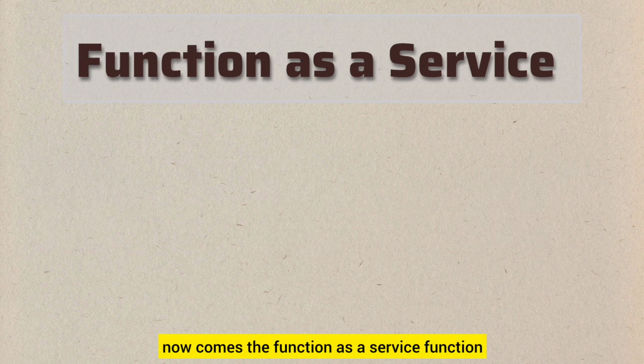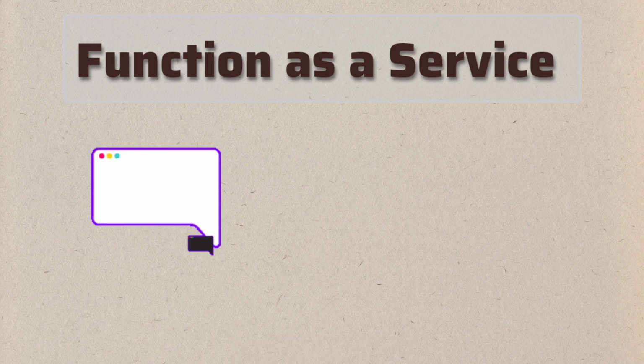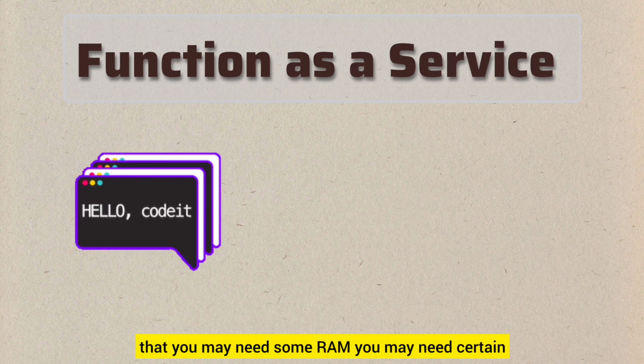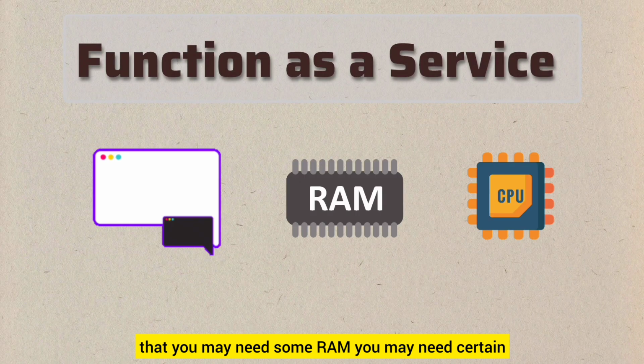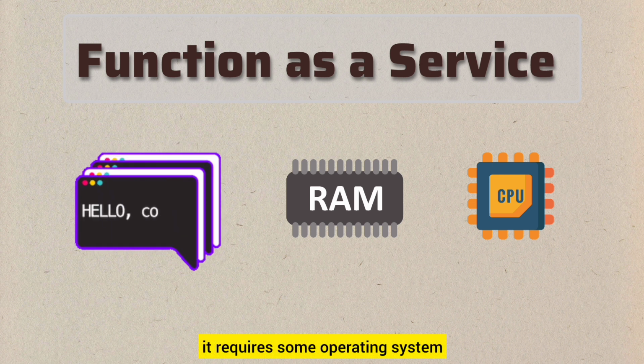Now comes function as a service. For example, if you have some code that you have to run, in order to run it you may need some RAM and certain computational power. Basically it requires an operating system. But when you go for function as a service, you don't need any operating system. You just run it and it automatically allocates the space.